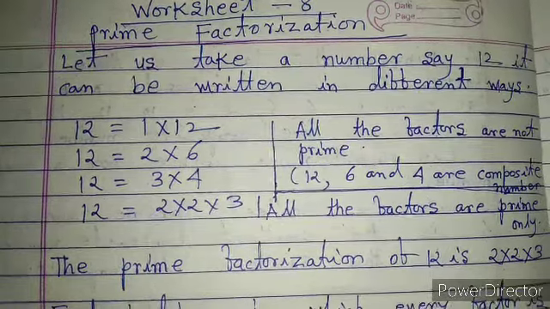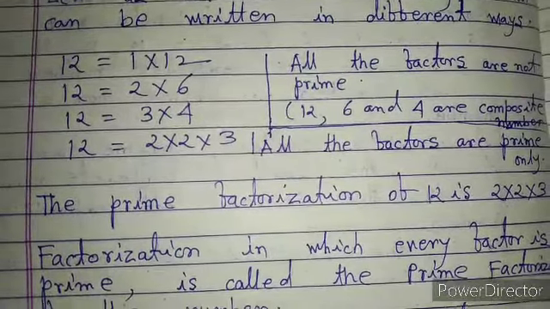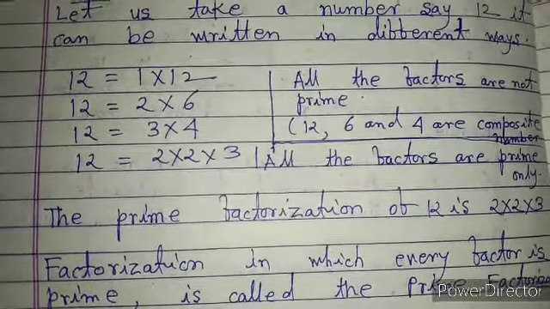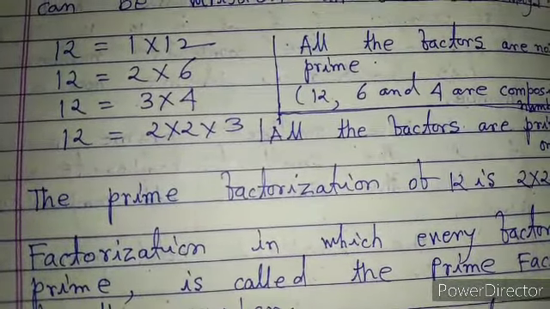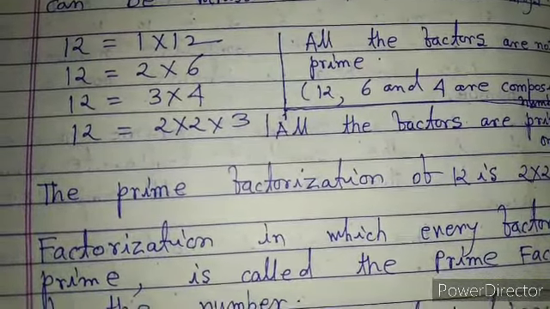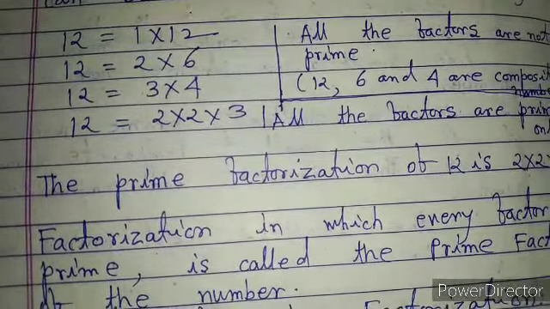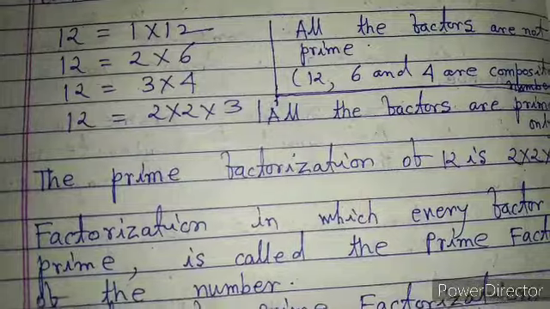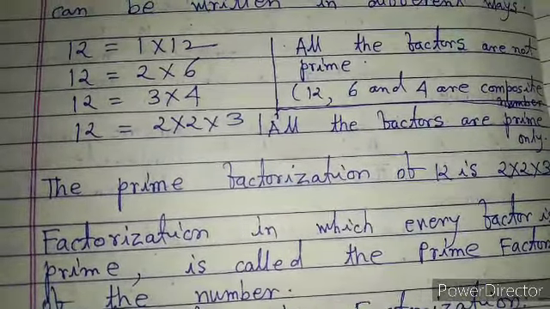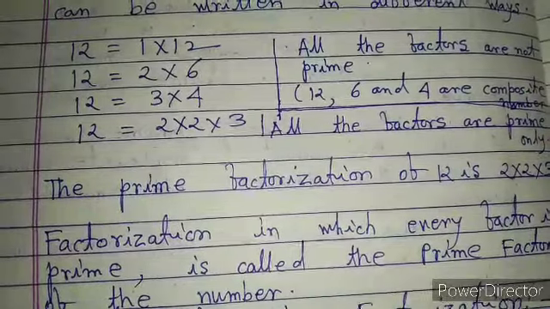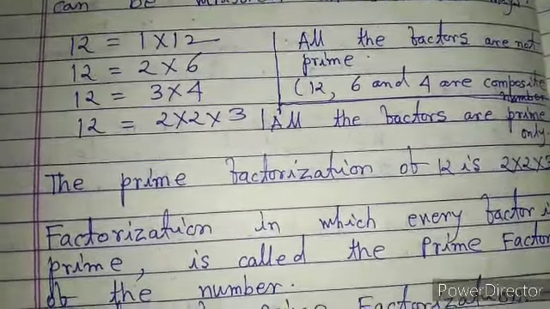When we take a number, say 12, it can be written in different ways. We can write 12 is equal to 1 into 12, 12 is equal to 2 into 6, 12 is equal to 3 into 4, 12 is equal to 2 into 3. In the fourth step, 12 is equal to 2 into 3. It is the prime factor of 12 because it contains only prime numbers.